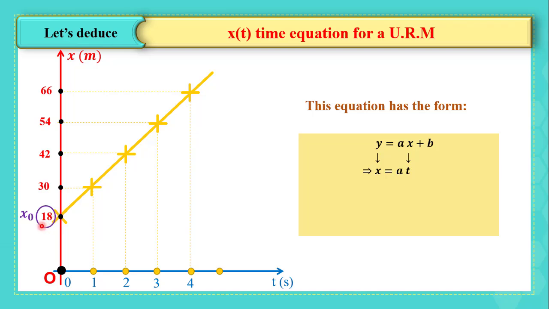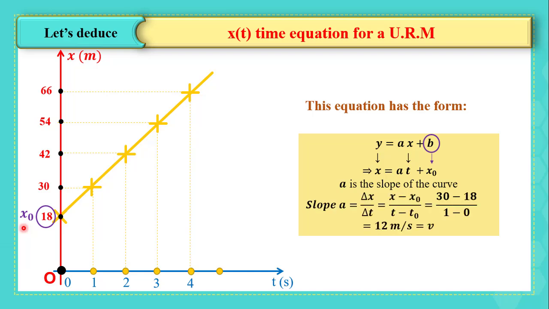B is actually the y-intercept. From the graph, the y-intercept is 18, which is the abscissa at the initial instant t0. Then the y-intercept b is x0, the initial abscissa. And a is the slope of the curve. Then also, as we have worked in the previous slide, a represents the algebraic value of the velocity v. Then the obtained equation is of the form x equals vt plus x0.